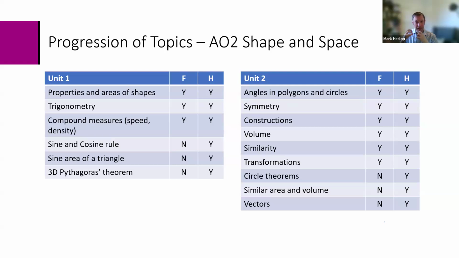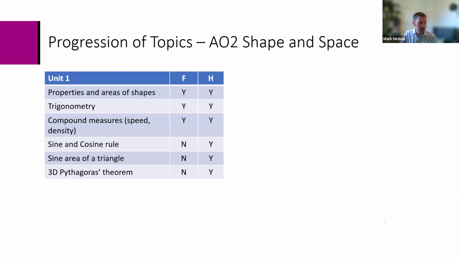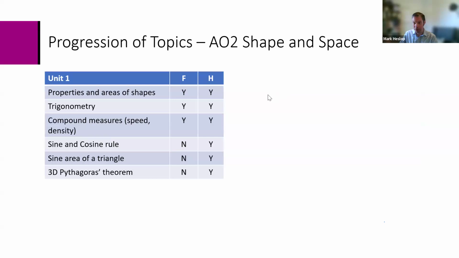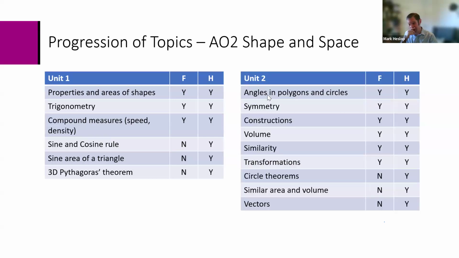Not necessarily the algebraic transformations, but if you look, and I'm going to go back one, this is where we do function notation transformations for your higher tier students in unit 2. So you can build those together if you feel that it suits your student. Circle theorems for your higher tier students, similar area and volume, and then vector problems just for your higher tier students. So I think we've got a nice balance.